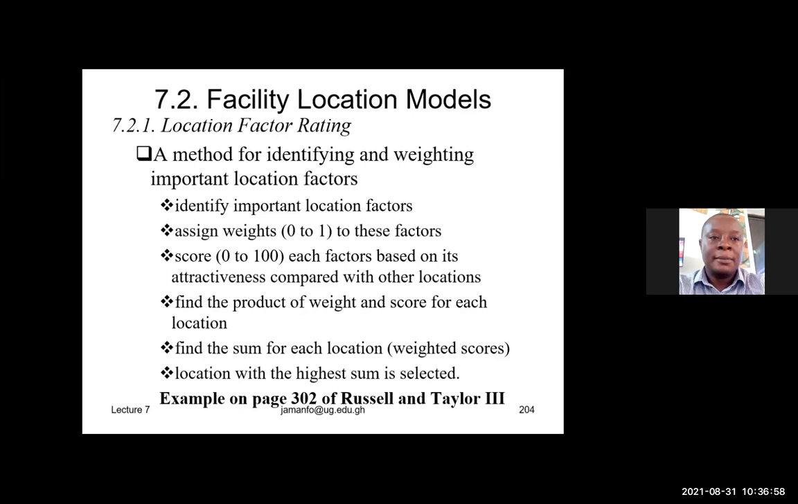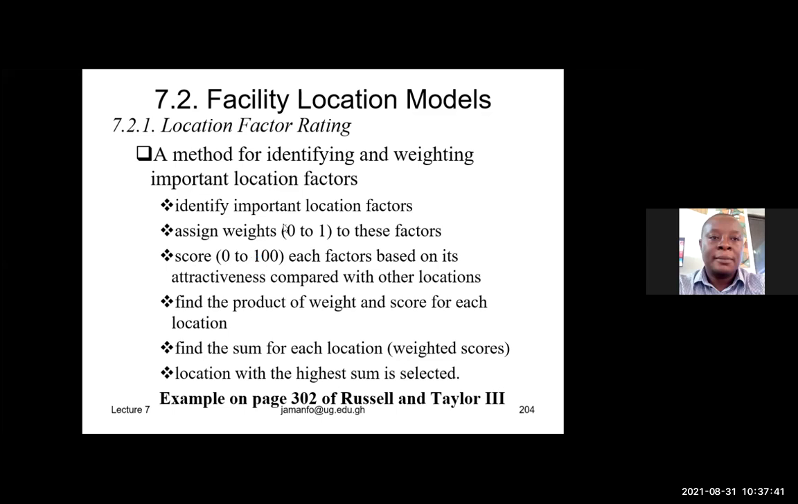And remember that the factors you identify, they will all not have the same level of importance to you. Some will have higher level of importance, others will have lower level of importance. That's what we mean by you identify those critical factors to your operations, and then you put weight on them. So identify important location factors, you assign weight, and the weight is assigned from 0 to 1. So one can have 0.3, another one can have 0.5, another one can have 0.1, another one can have 0.2. So you assign weights to these factors. And then you score them.